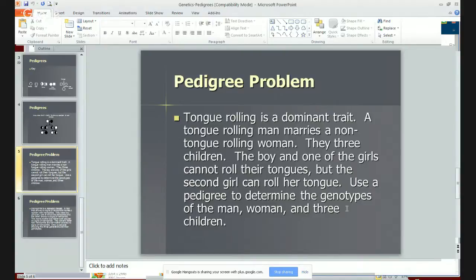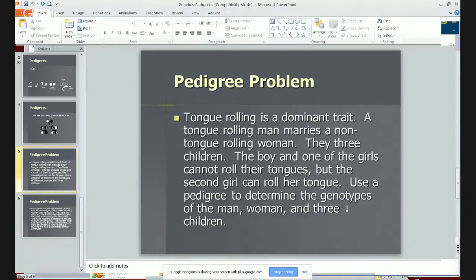The boy and one of the girls cannot roll their tongues. So it means that they are homozygous recessive, so they're going to be completely colored in. Okay? And one girl can roll her tongue. The second girl can roll her tongue, so we know she's one big B.